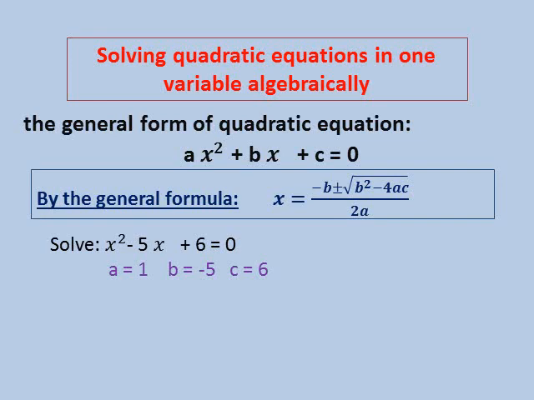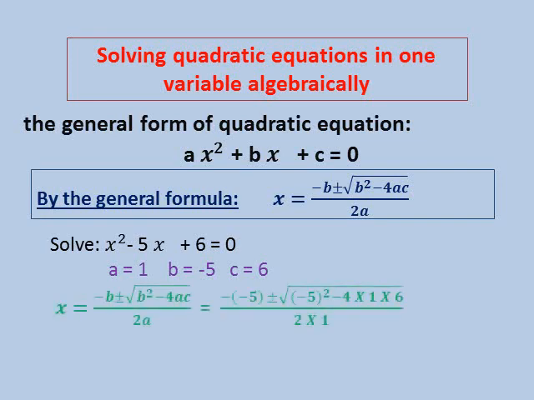Then we will substitute in the general formula: a by 1, b by negative 5, c by 6. After that, we can calculate by using a calculator or by our mind. So we will get x equals 2 and 3. So the solution set for this quadratic equation is 2 and 3.